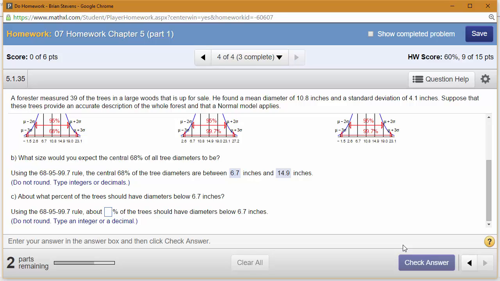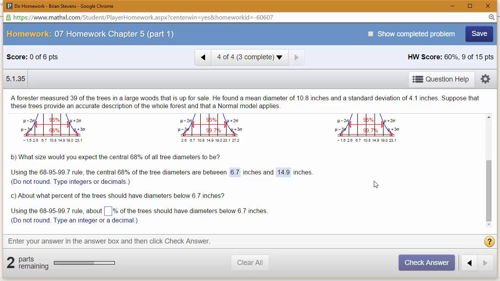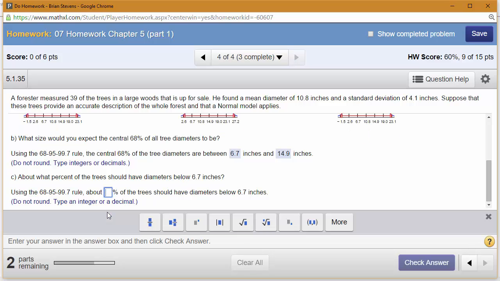Using the 68, 95, 99.7 rule, blank percentage of trees should be below 6.7. And right here, 6.7, this is just like the problem we just did. We have 68 in the center between this. So that means 32 is outside. If 68 is inside, 32 is outside. And on one side is 16, because 16 has to be below here and 16 above here. So 16%. You get used to these numbers after a while.